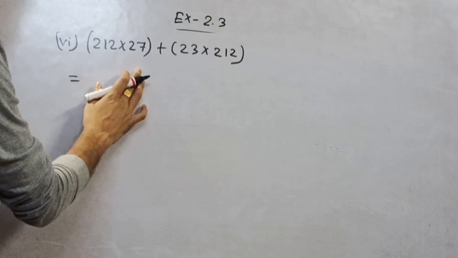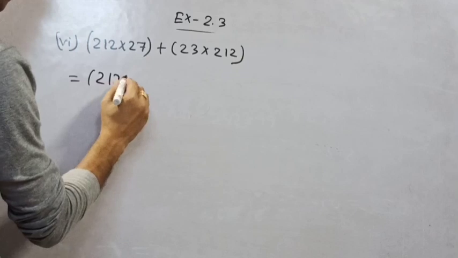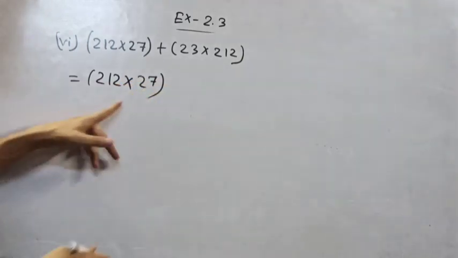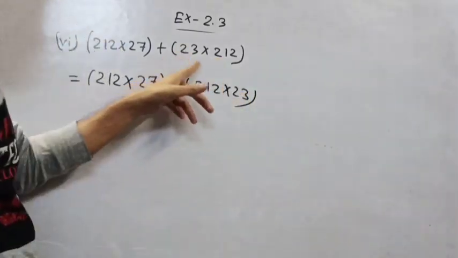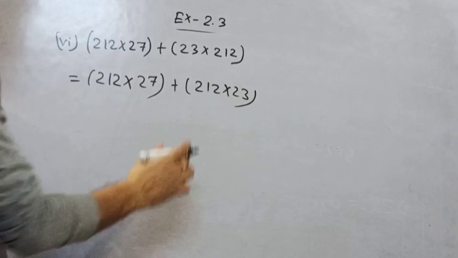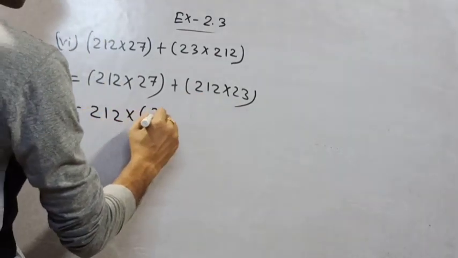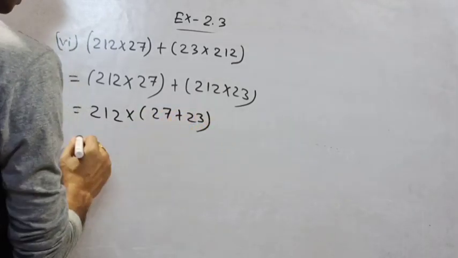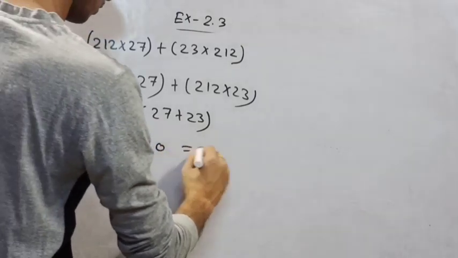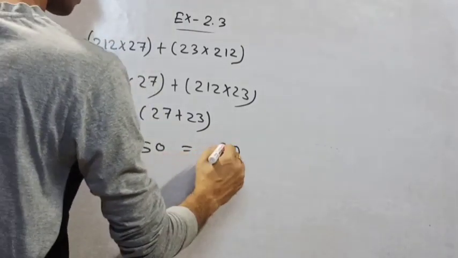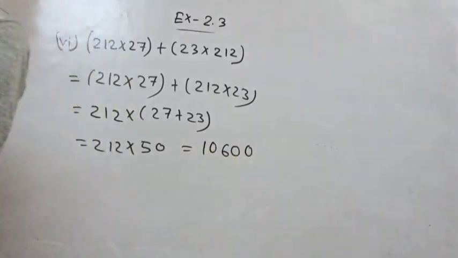A into B, B into A given. So we'll write here as I write 212 into 27 plus 212 into 23. We can write A into B, B into A, because of the commutative property. So here as I write now 212 into 27 plus 23, 50. So 5 2s are 10, 5 1s are 5, 1 6, and 5 2s are 10, then 1 more 0. 10,600.